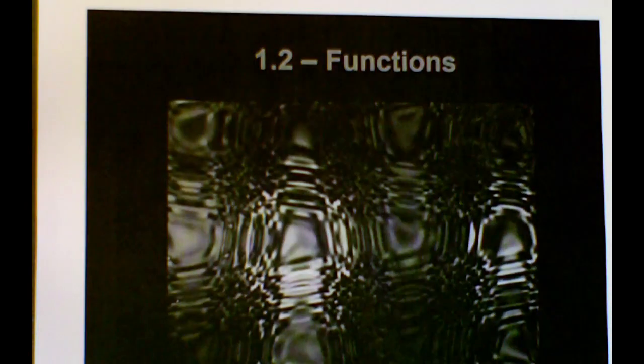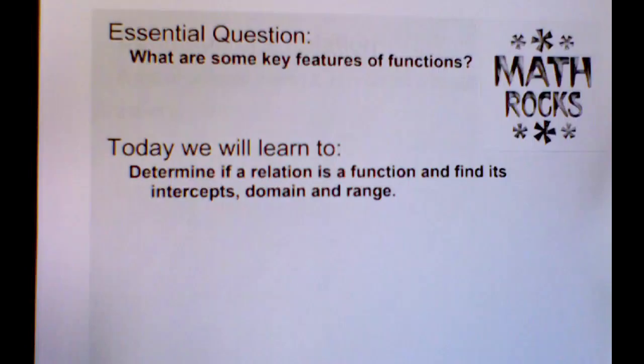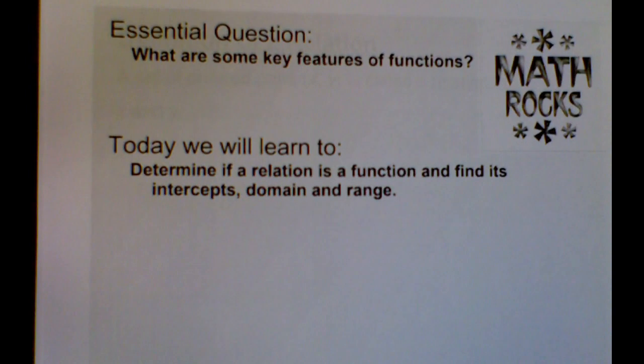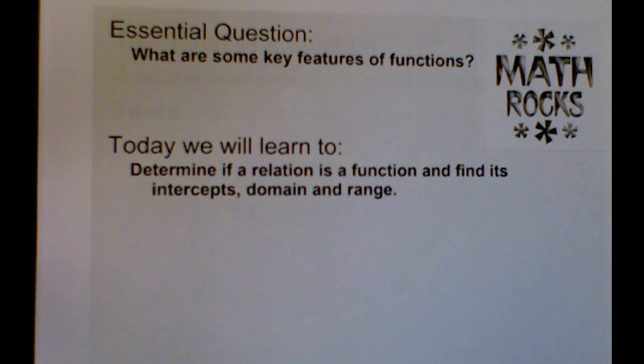All right, this is section 1.2, all about functions. So we're going to talk about some key features of functions, and we will determine if a relation is a function and find its intercepts, domain, and range today.